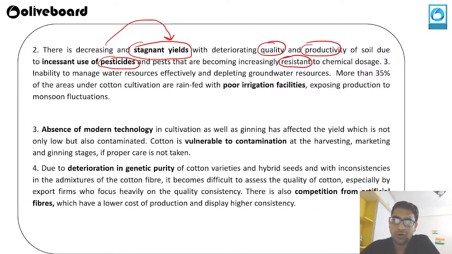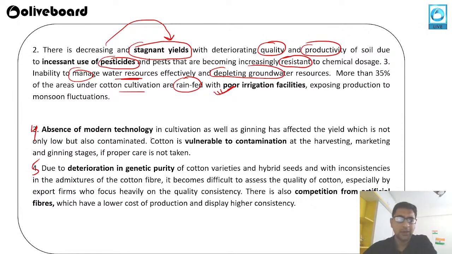Okay, now the third one is the inability to manage water resources. Water resources are not managed properly and efficiently, and there is depleting groundwater. More than 35 percent of the area under cotton cultivation is rain fed, with very poor irrigation facilities, and it is exposed to monsoon fluctuation. There is a huge monsoon fluctuation going on. Now we have come to the fourth.